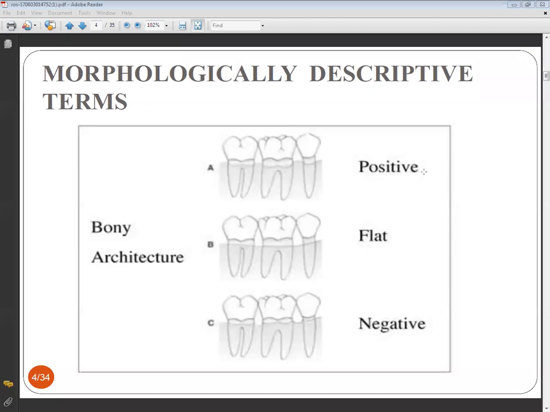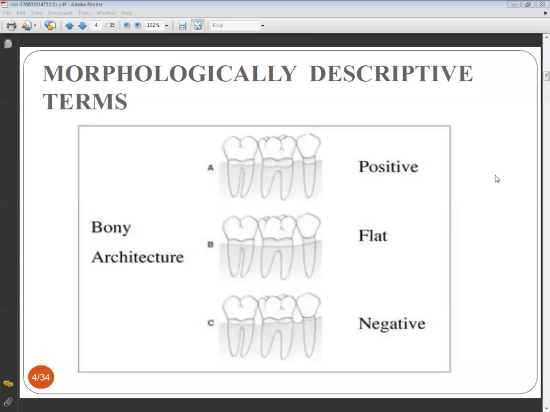So once again, positive architecture, the interdental bone is more coronal to your radicular bone. Flat architecture, both radicular and interdental bone are at the same level. Negative architecture means the interdental bone is more apical to your radicular bone. There is another terminology called ideal architecture, where the interdental bone is more coronal to the radicular bone with a marginal sloping. That sloping gives a better adaptation to the gingiva.